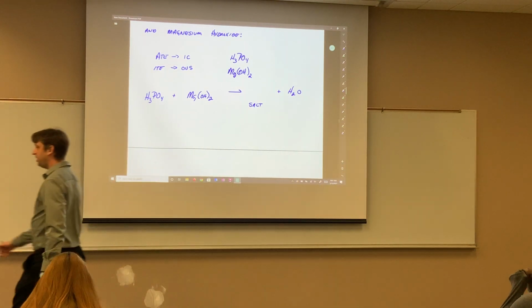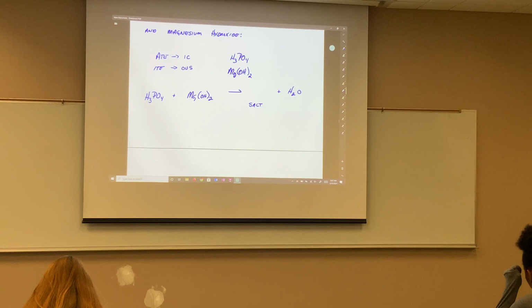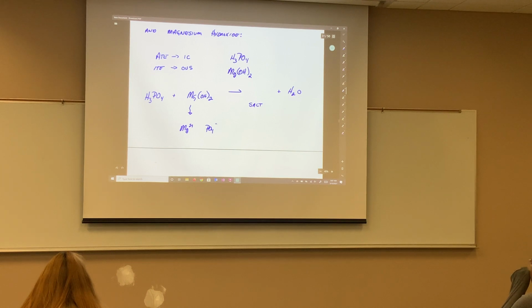And there's where it's important to know your charges. Mg 2 plus, PO4 3 minus. So we just drop the charges down, so Mg3, I don't know why I put that in parentheses, PO4 2.